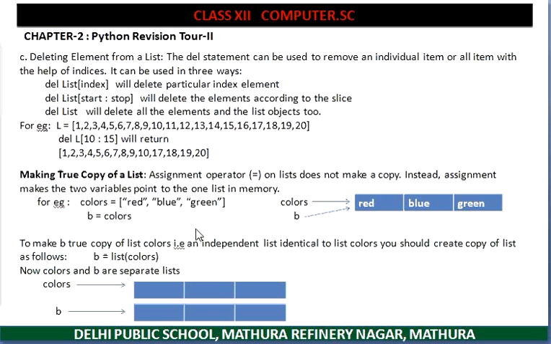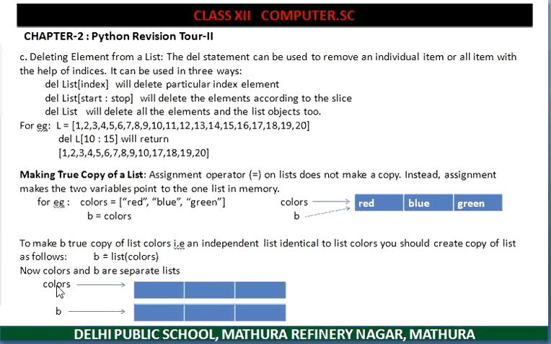If you write color = [red, blue, green] and b = color, then both variables point to the same memory allocation, it will not make a true copy. If you want to make a true copy, then you have to write b = list(color). In this way you can create a true copy.